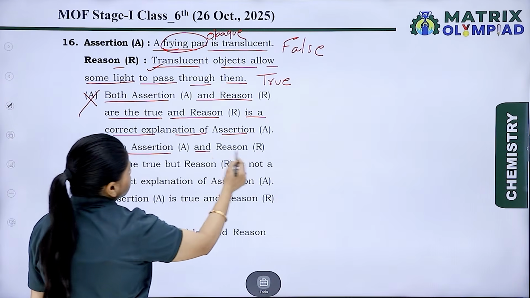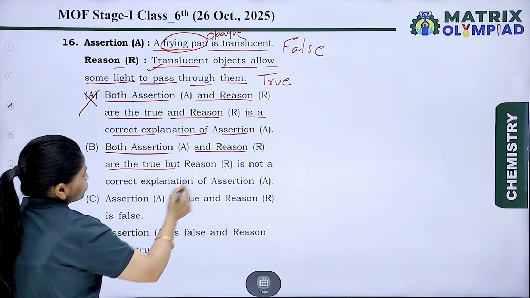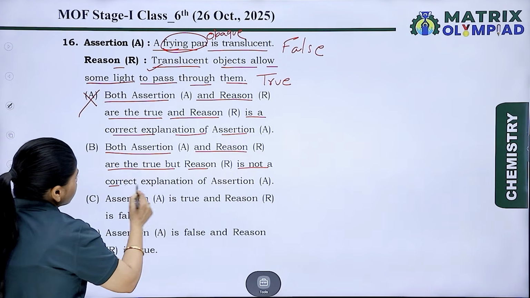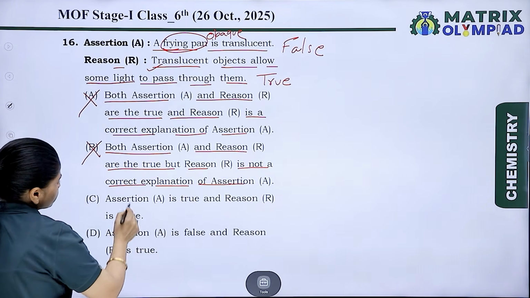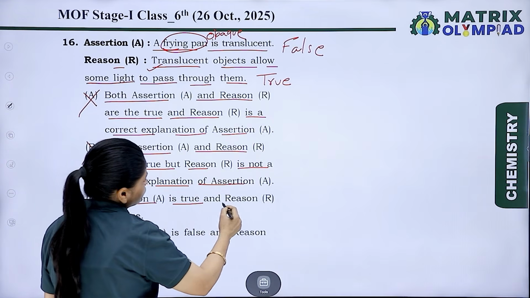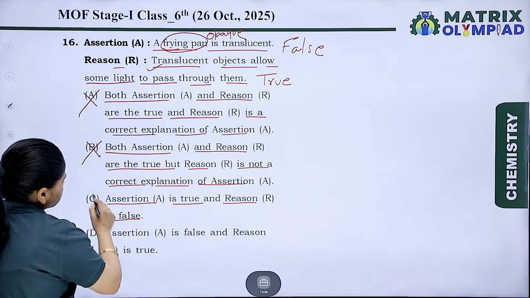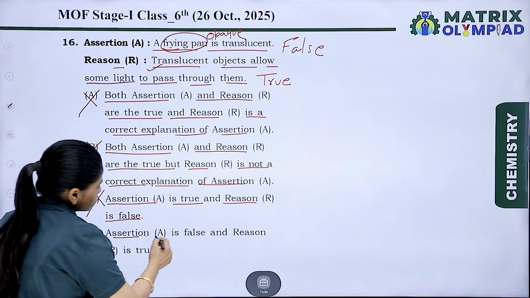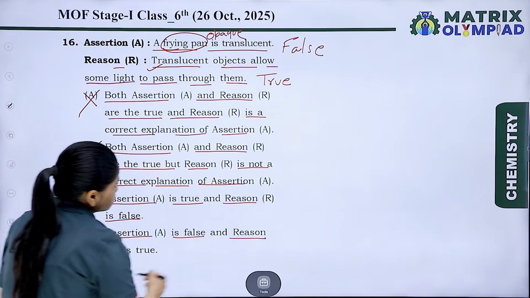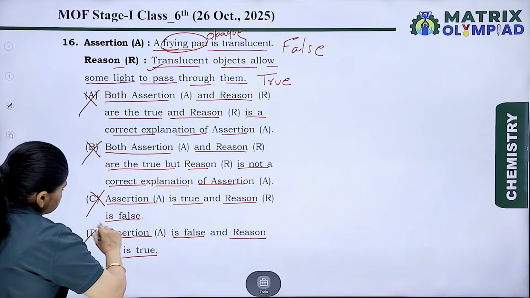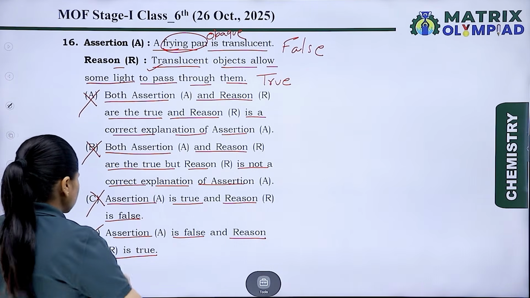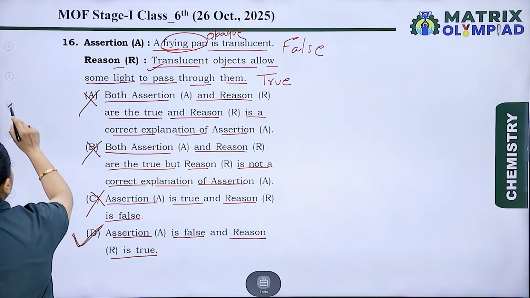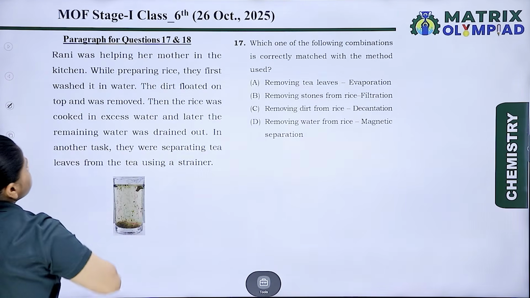Both assertion and reason are true, but reason is not a correct explanation of assertion. This is again wrong. Assertion is true and reason is false. This is again wrong. Assertion is false and reason is true. This is the correct option for the question. This is option D. Let's take the next question.